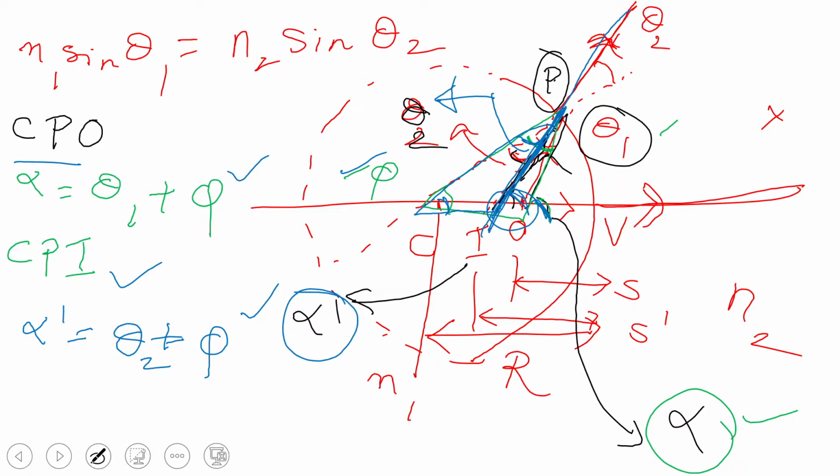So now we have this, and from here I can write theta 1 as alpha minus phi, and theta 2 as alpha prime minus phi. Let's take a look at these triangles again, because while drawing these ray diagrams, it can get a little messy. So let me draw it a little better.